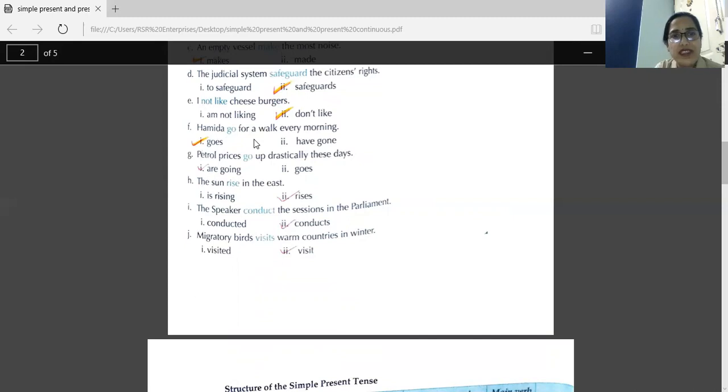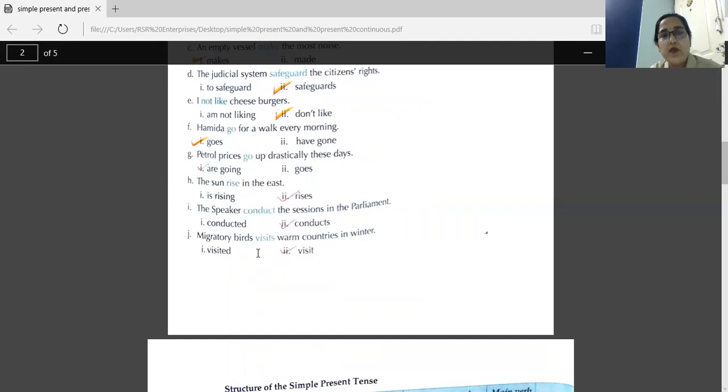Petrol prices go up drastically these days. So in place of go, you have to write are going. Sun rise in the east. Universal truth, in place of rise, rises will come because sun is singular. Next, the speaker conduct the sessions in the parliament. This is the work of the speaker related to the job or profession. So conduct is wrong because speaker is singular. Correct is conducts.